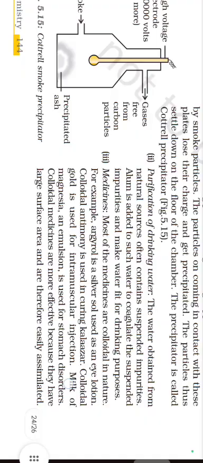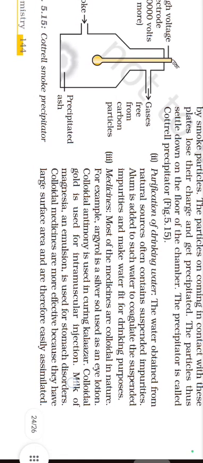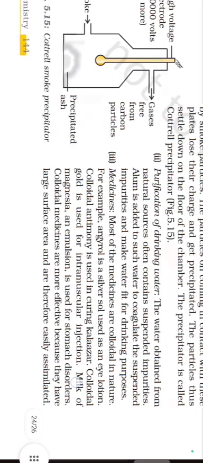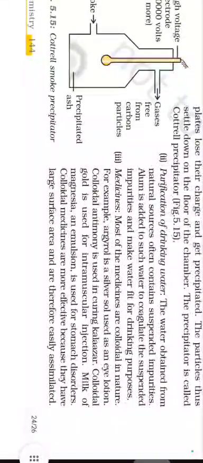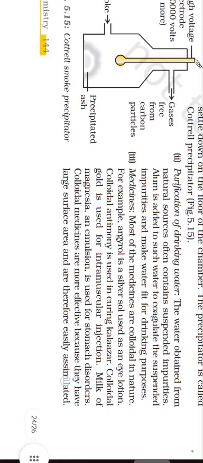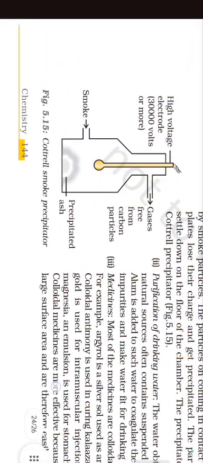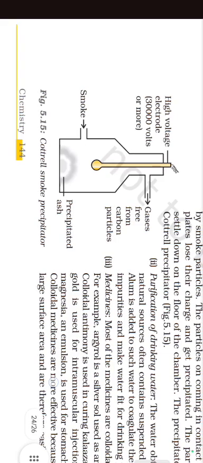The particles, on coming in contact with these plates, lose their charge and get precipitated. The particles thus settle down on the floor of the chamber. The precipitator is called Cottrell precipitator, Figure 5.15. Figure 5.15 Cottrell smoke precipitator.